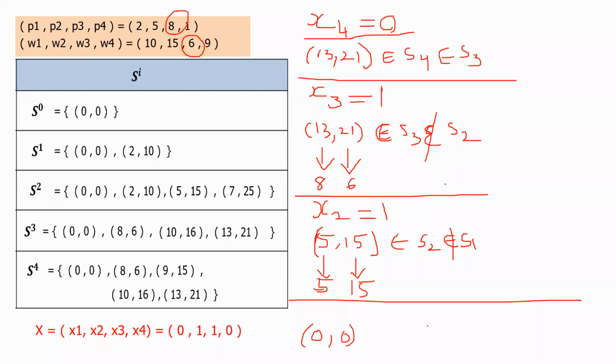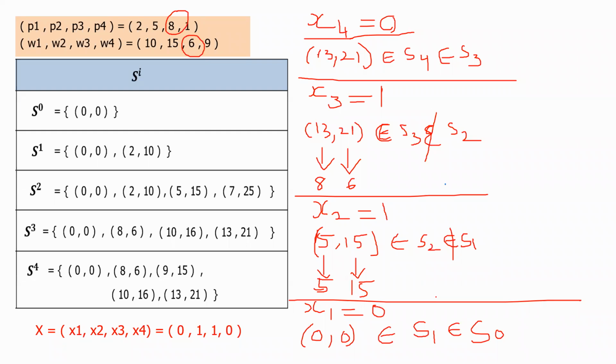Then I'm going to check whether 0, 0 is available in S1 or not, and whether it is available in S0 or not. It belongs to set 1, as well as it also belongs to set 0. That means I have decided that x1 will not be included into the bag. X1 will be equal to 0.